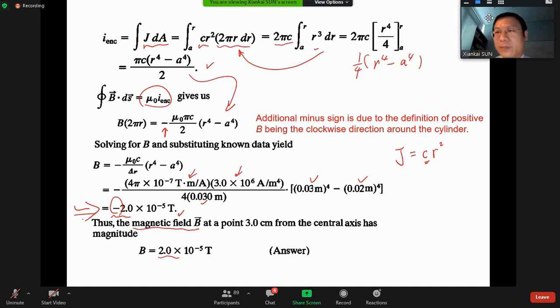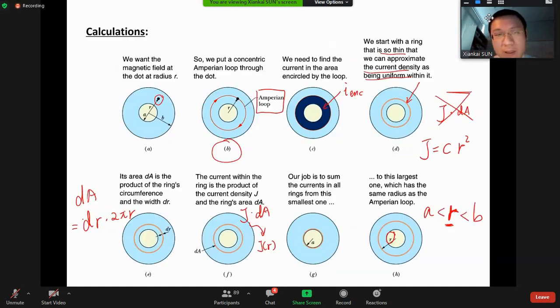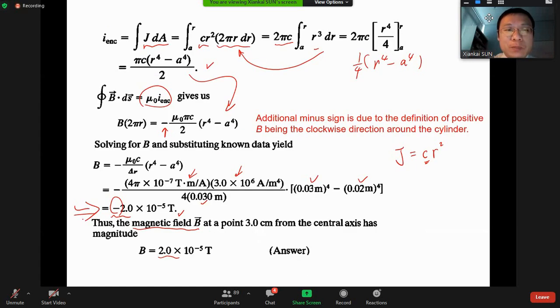Okay? Of course, you can define the direction of the Amperian loop as counterclockwise. In that case, I'm sure that eventually you get B equal to positive 2.0 times 10 to the negative fifth power. Okay?